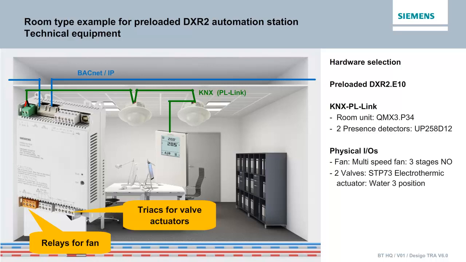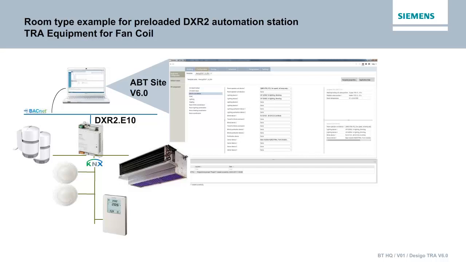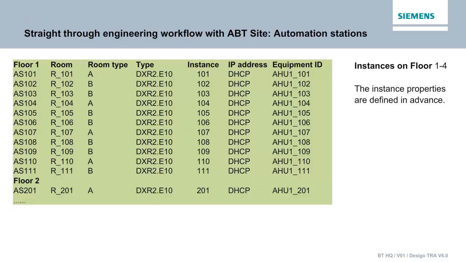The hardware selections are preloaded DXR2E10, 1 room unit QMX3P34, 2 presence detectors UP258D12. The fan and the 2 valves are connected on physical inputs. This room can be covered by a DXR2E10 room automation station with preloaded applications. The engineering can be done with ABT Site. These are the names and addresses of the automation stations.